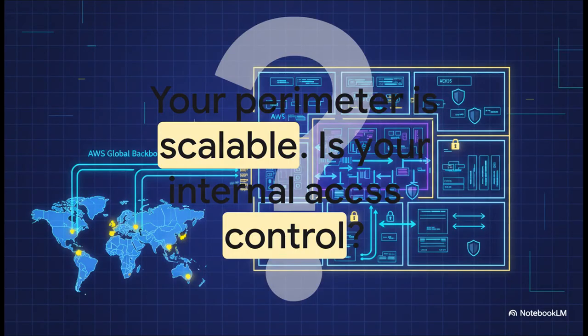Look, mastering this architecture is a core competency for any modern cloud security architect. But it also opens up the next big question. Your perimeter, your north-south traffic is now incredibly robust. So what about the traffic inside your network, that east-west traffic between your services? Is your internal access control just as smart? That's the next fortress you have to build.